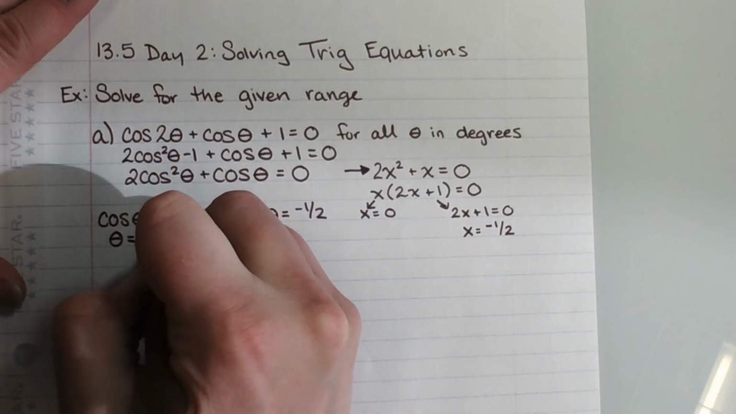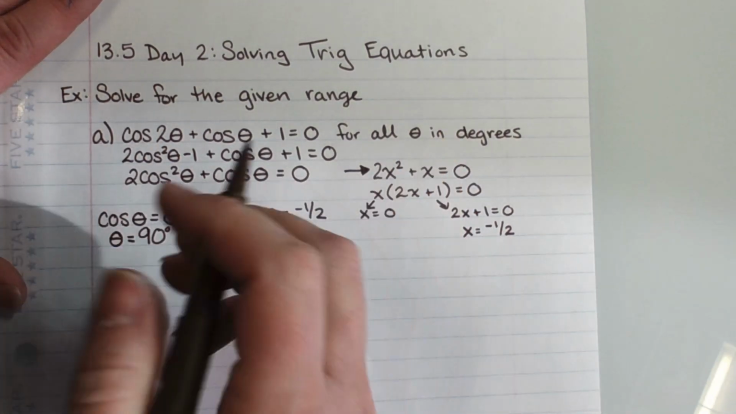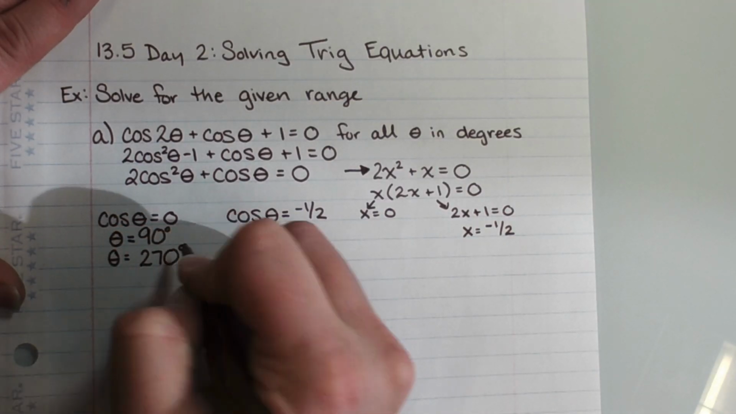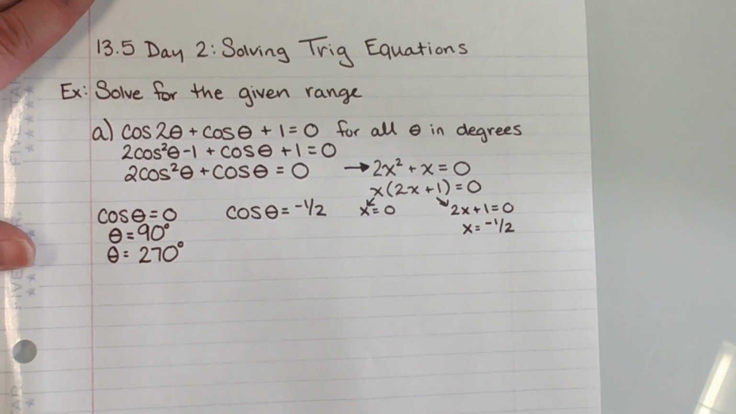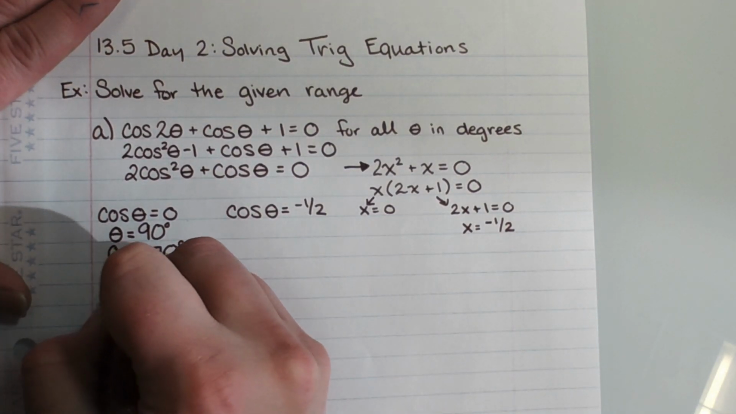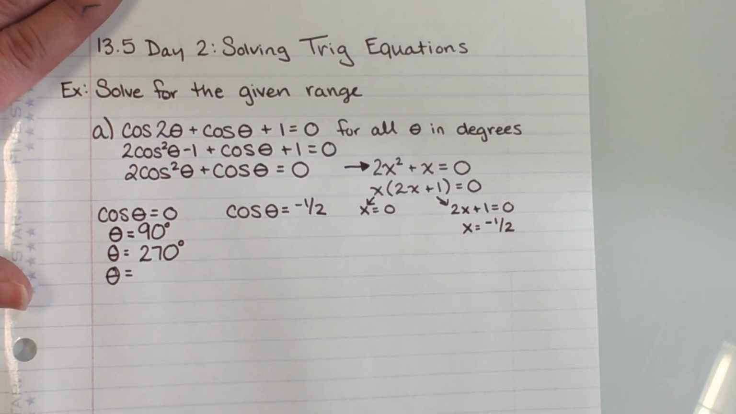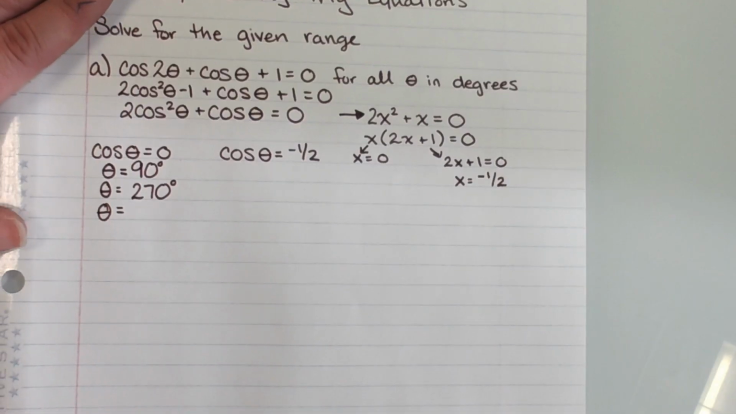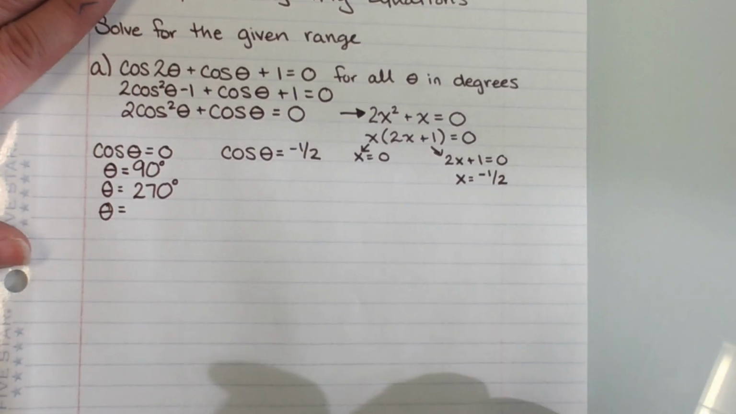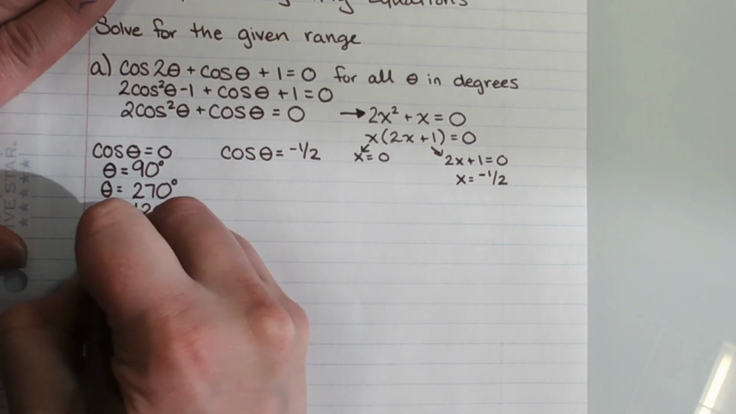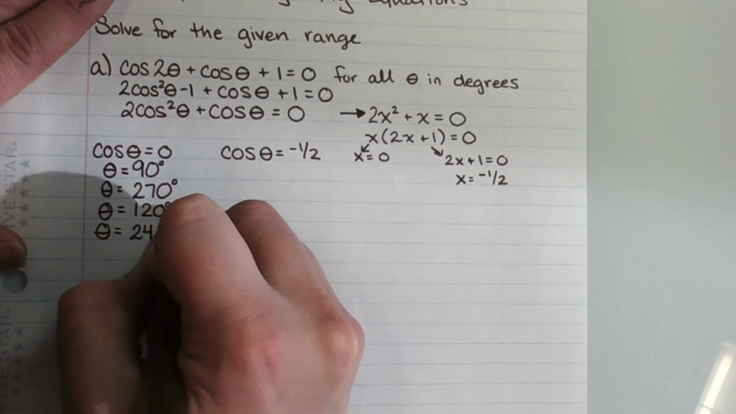90 degrees. I know I'm working in degrees because it says degrees. Where else? 270 degrees. Anywhere else? No, so I look at the other one. Where is cosine of negative 1/2? 120 degrees, is that what I heard? Where else? 240 degrees.